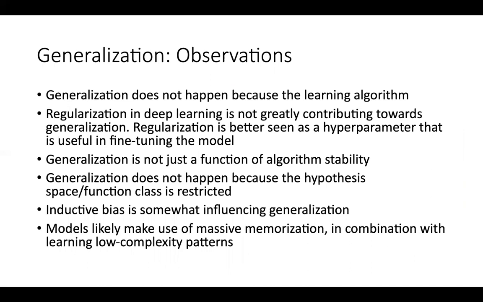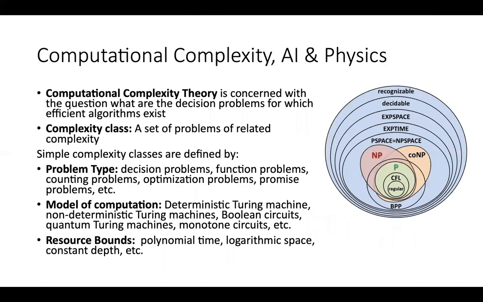And as I mentioned earlier, even regularization is not really contributing towards this. It's better to conceptualize it as a hyperparameter that is useful in fine-tuning. It's actually the inductive bias which is somewhat influencing generalization. So maybe there are some models which are likely making use of massive memorization in combination with learning low complexity patterns.